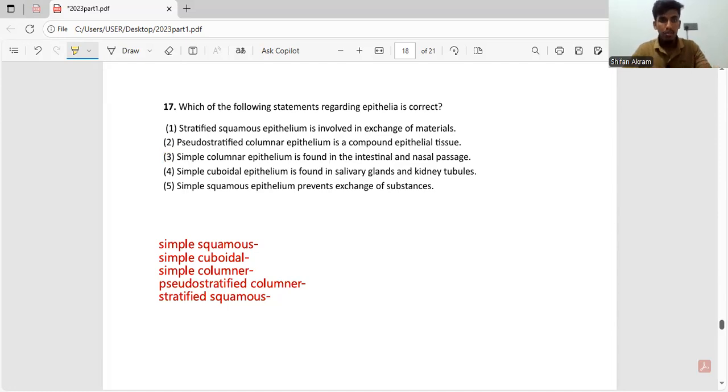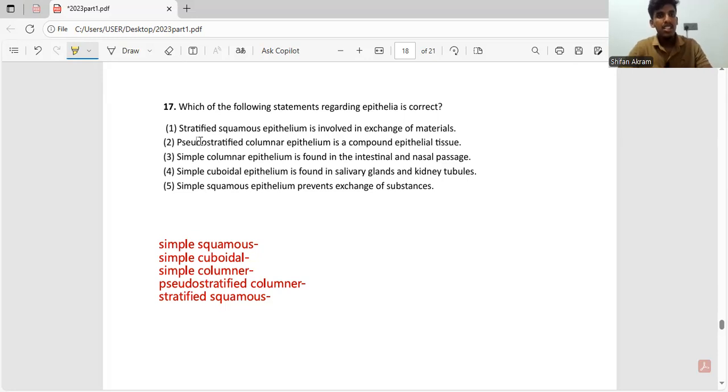So in the epithelial tissue, we have two types of epithelial tissue. We have simple epithelial tissue and compound epithelial tissue. In simple epithelial tissue, we have simple squamous, simple cuboidal, simple columnar, and pseudostratified columnar. And in compound epithelial tissue, we have stratified squamous, and we also have another one called the transitional. Okay, now let's go through the first statement.